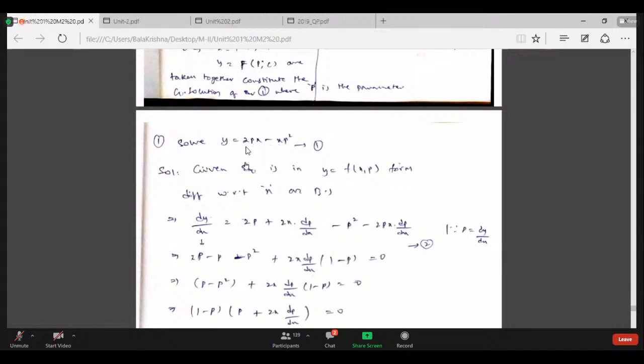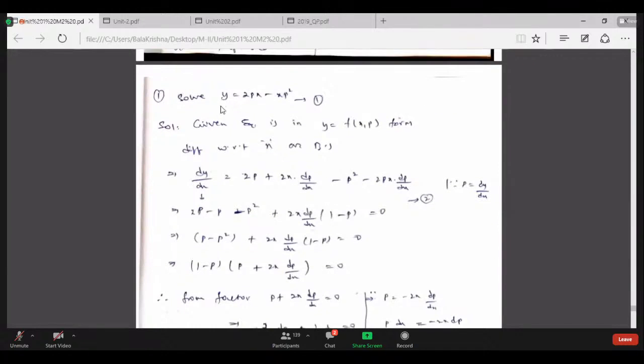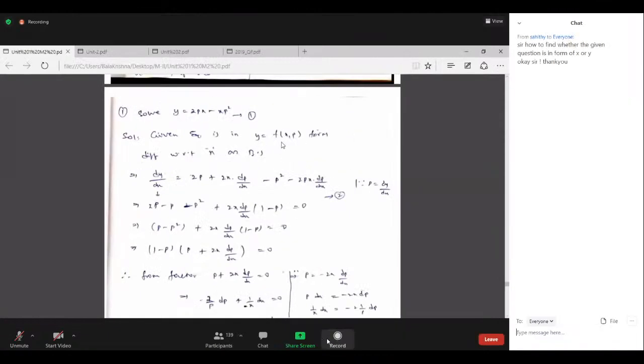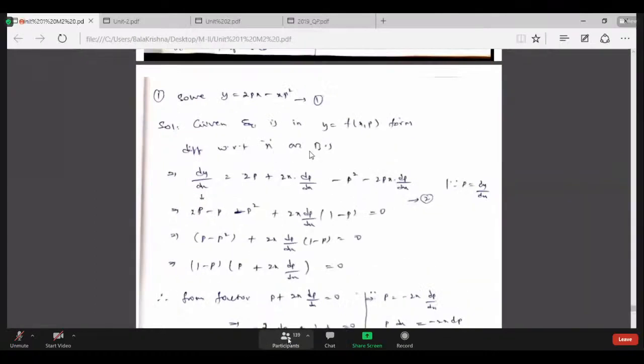So this problem you can solve for p also, solvable for p, because this is in the form ax square plus bx plus c, where a is p, b is 2p and c is minus y. You can try in that way also, that is solvable for p. But now if you see this one, our question is directly in this form, y is equal to f of x comma p. So we'll solve for y.